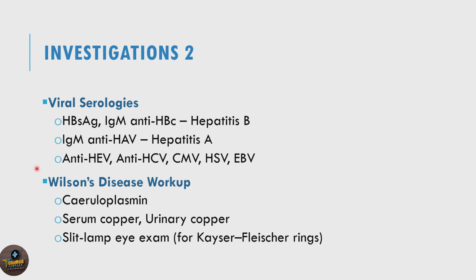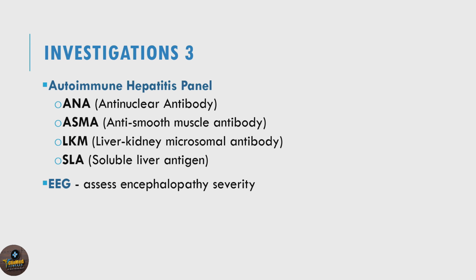If Wilson's disease is suspected, order serum ceruloplasmin, serum copper, and urinary copper. Perform a slit lamp examination for Kayser-Fleischer rings. To assess autoimmune hepatitis, check for anti-nuclear antibody, anti-smooth muscle antibody, liver kidney microsomal antibody, and soluble liver antigen. An EEG may be useful for grading the severity of encephalopathy and excluding non-convulsive seizures.